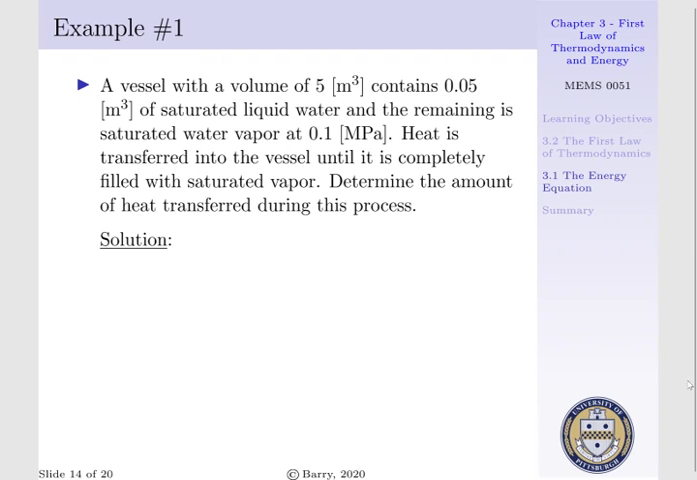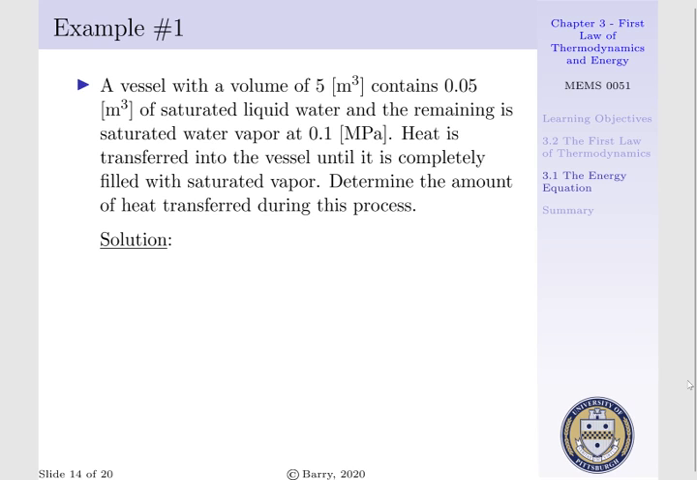Now, let us look at an application of the conservation of energy equation to a closed system. We have a vessel that has a volume of 5 cubic meters. It initially contains 0.05 cubic meters of saturated liquid water, while the remaining is saturated water vapor. The saturated liquid water and saturated water vapor are existing at a pressure of 0.1 megapascal, or 100 kPa. Heat is transferred into the vessel until it is completely filled with saturated vapor, and we want to determine the amount of heat transferred during this process.